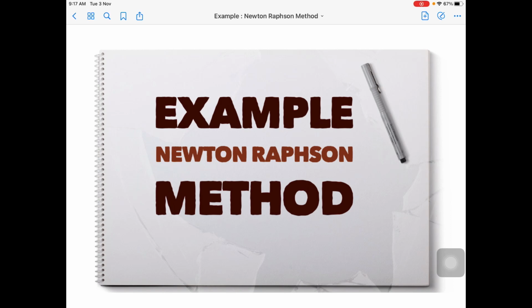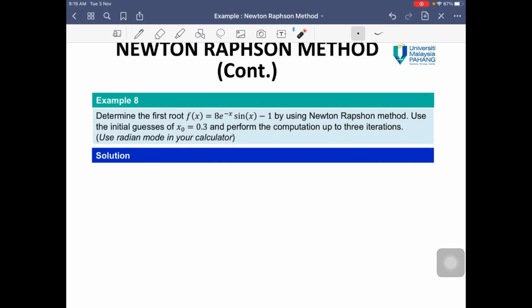Example, Newton-Raphson method. So let's look together on how to solve Newton-Raphson method step by step. Okay, so I choose example 8, given also in your lecture note. Determine the first root of f(x) equal to 8 e^(-x) sin x minus 1 by using Newton-Raphson method. Use the initial guess of x0 equal to 0.3 and perform the computation up to 3 iterations. Okay, use radian mode in your calculation.